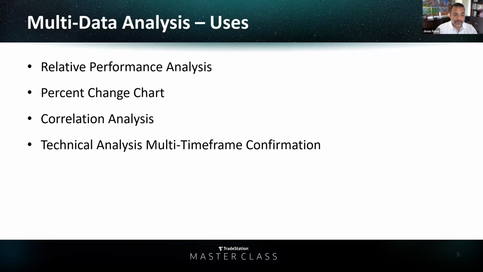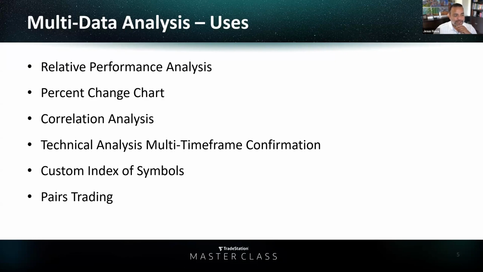Multi time frame confirmation. We talked about this briefly when we were using Microsoft as an example. You can also create your own index of symbols. Same as the S&P 500 or the Dow, if you want to create your own index, an idea is taking all your holdings, everything that you own inside your account, and creating a portfolio and then creating an index out of that. That would be good so that you can see an overall measure of your account. So a custom index of symbols is also an idea that you can do with multi data analysis.